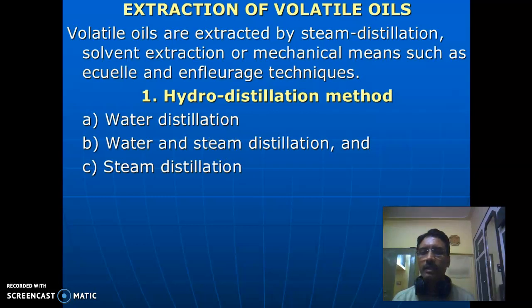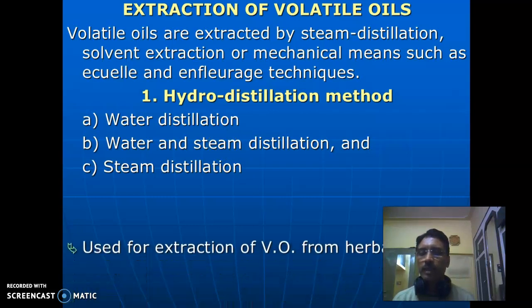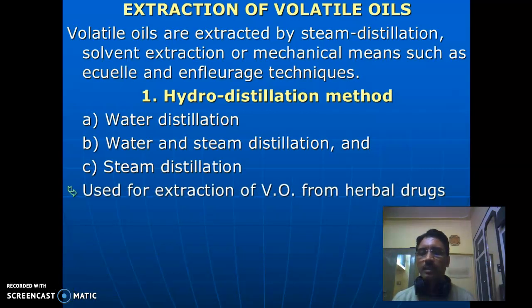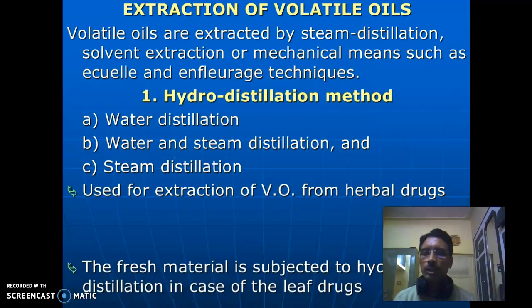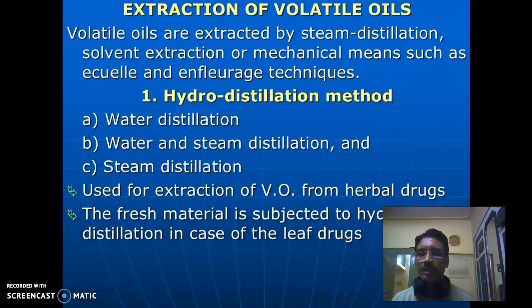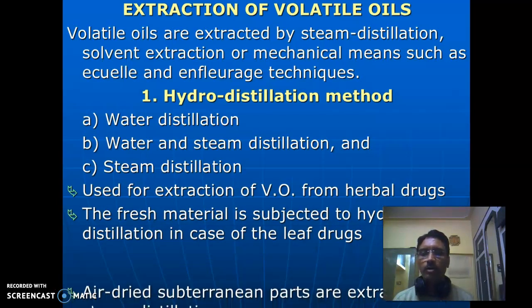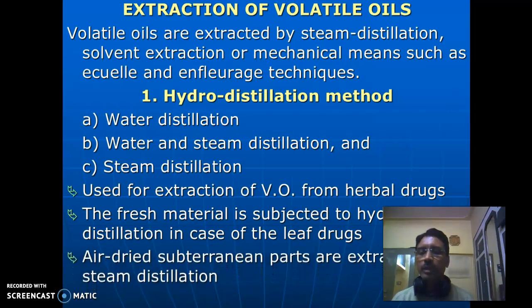Extraction of the volatile oil. Volatile oils are extracted by different methods, such as the hydro-distillation method, which includes water distillation, water and steam distillation, and steam distillation. They are used for the extraction of volatile oil from herbal drugs. Fresh material is subjected to hydro-distillation, while air-dried subterranean parts are extracted by steam distillation. As we use water for the process of distillation, it is called hydro-distillation.